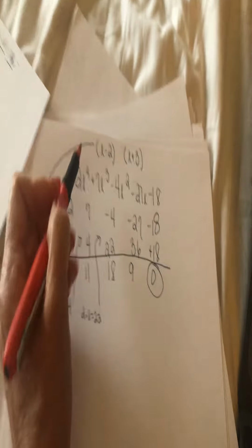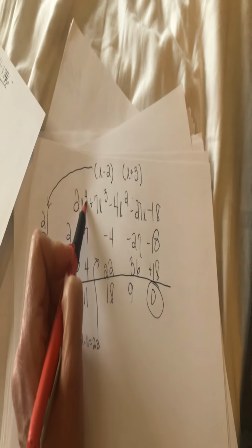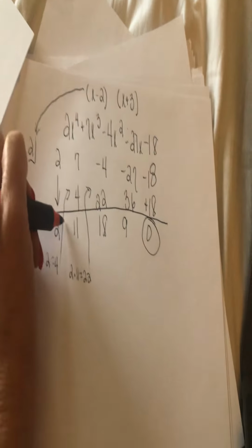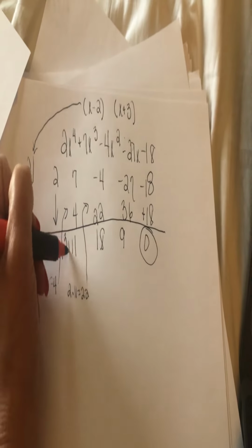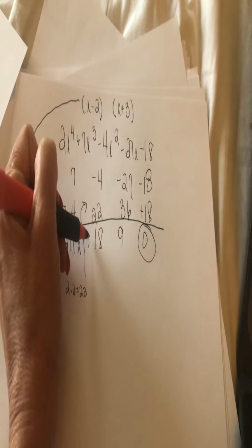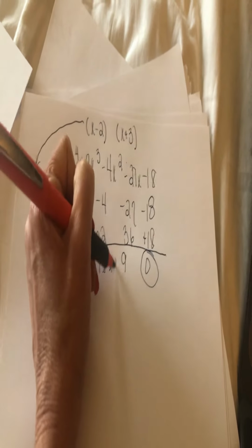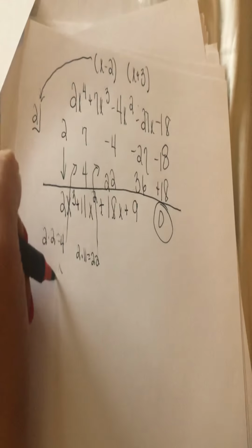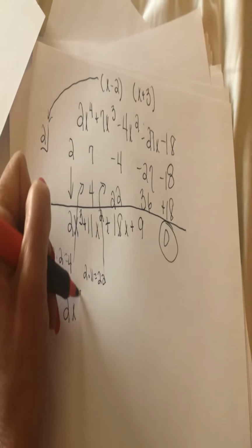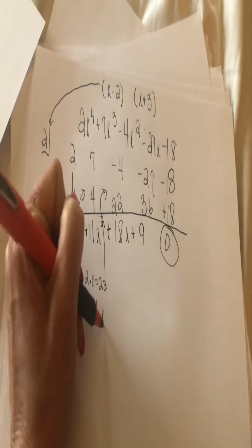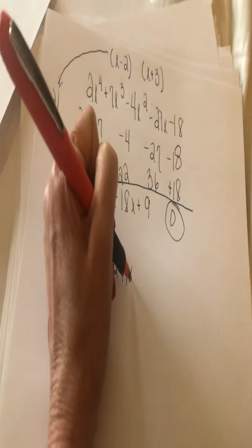So what do I do from there? Well, you see how that's x to the fourth? We're going to drop it down a power, and we're going to make it 2x cubed plus 11x squared plus 18x plus 9. Okay, so I'm going to just rewrite that down here: 2x cubed plus 11x squared plus 18x plus 9. And voila, there we go. So now we're down to the third power.